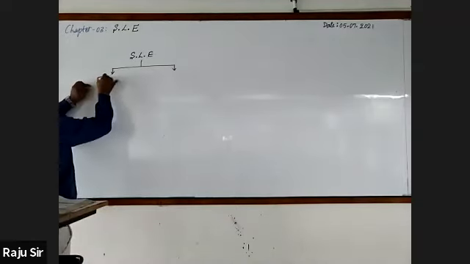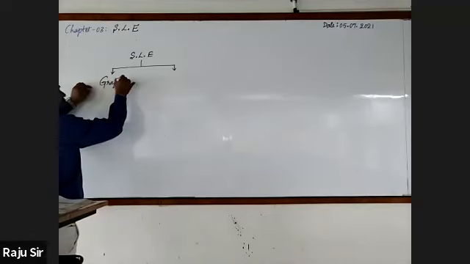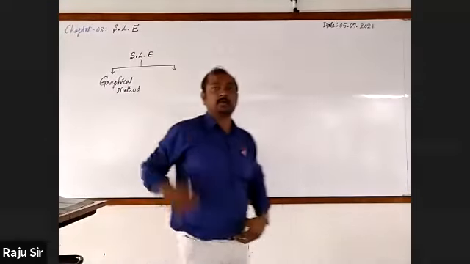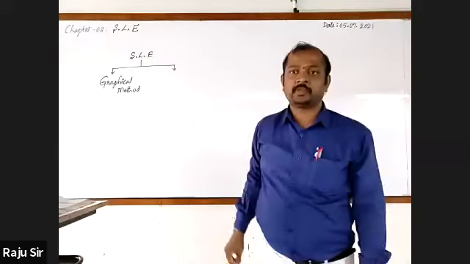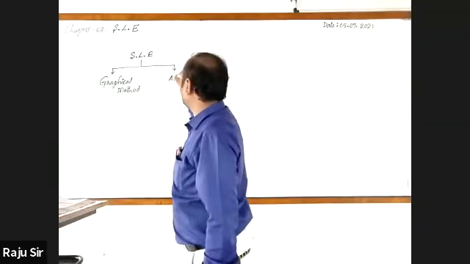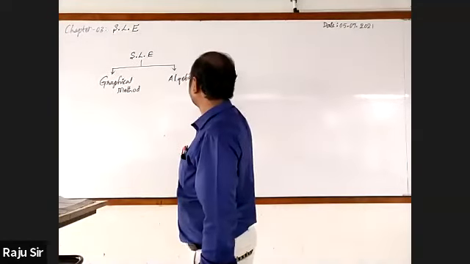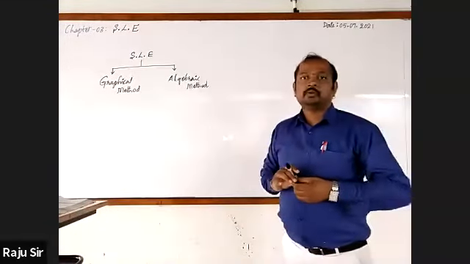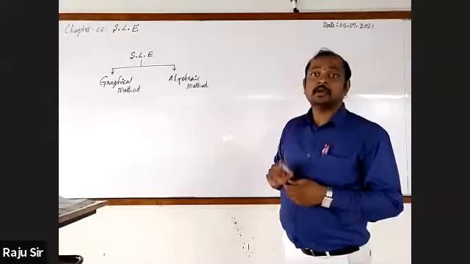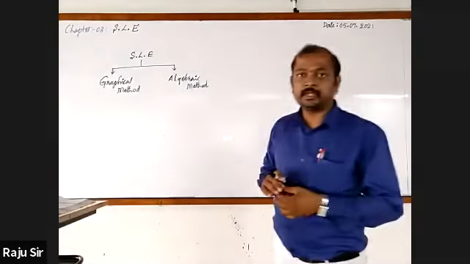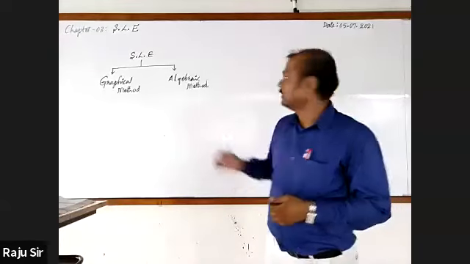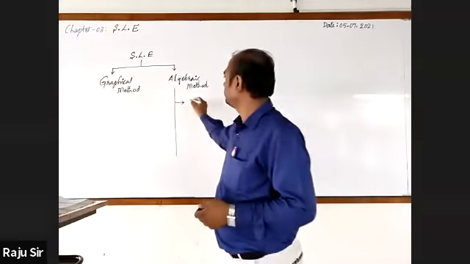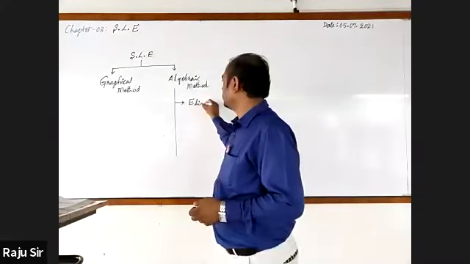One is the graphical method. Using the graph, we can find out the solutions of the equations. Second one is the algebraic method. These are the two ways in which we can find out the solutions. Again, in case of the algebraic method, we have sub-methods. Let me write the sub-methods one by one.